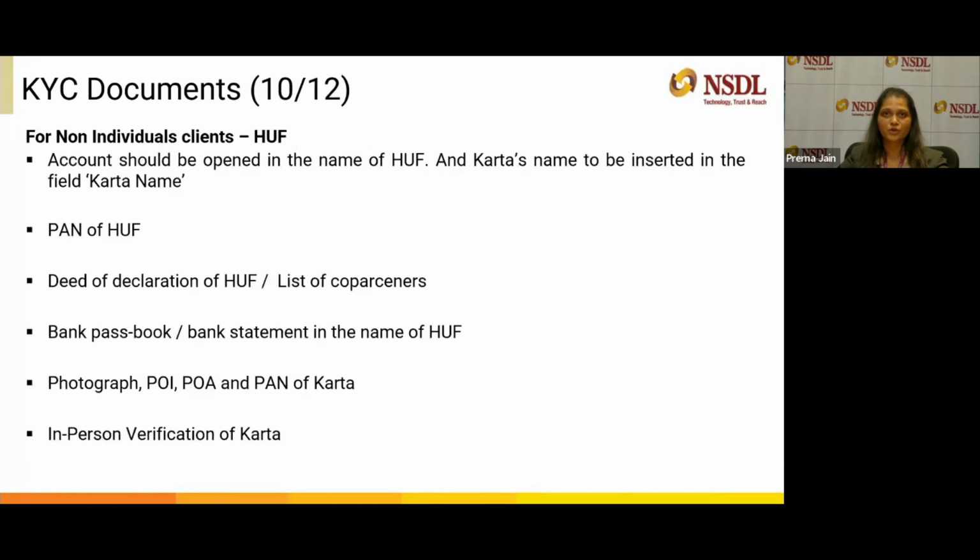In case of HUF, depository participants are required to open the account in the name of HUF. However, the Karta name can be captured in the Karta name field. Documents to be obtained are PAN of HUF, deed of declaration of HUF or list of co-partners, bank passbook or bank statement in the name of HUF, photograph, proof of identity, proof of address, and PAN of Karta, and in-person verification of Karta to be done.